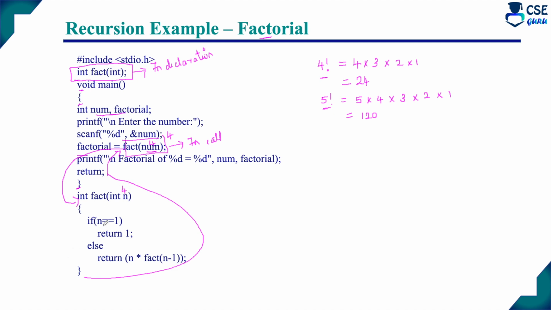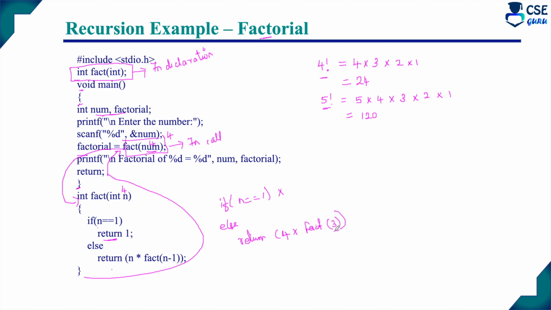So how will this recursive function be implemented? Here it will check: if n is equal to 1? No, the condition fails, so it won't return 1. It will go to the else part, and it will implement return n into fact of n minus 1. N is 4 here. 4 minus 1 is 3.